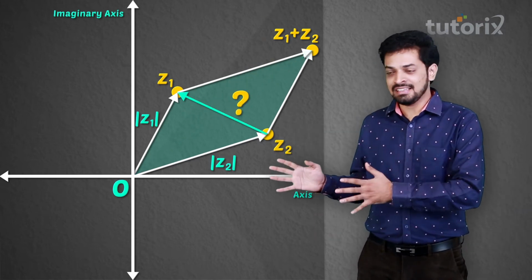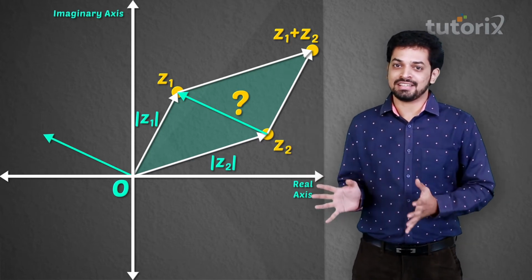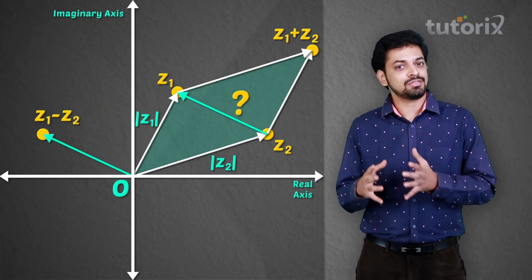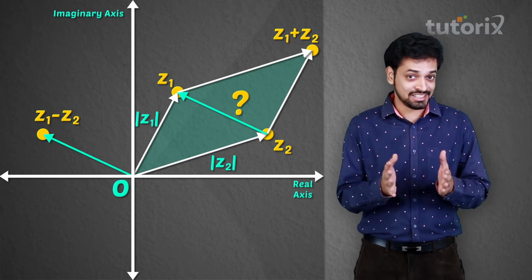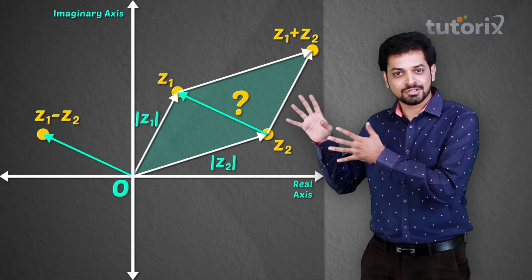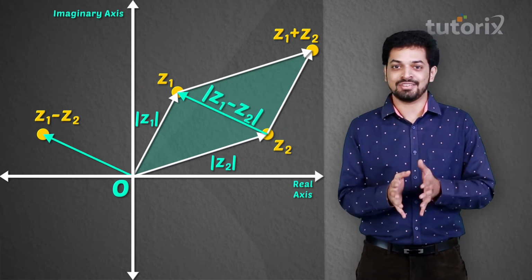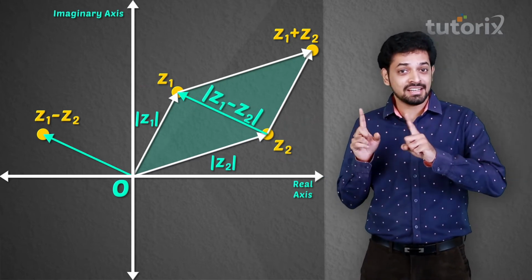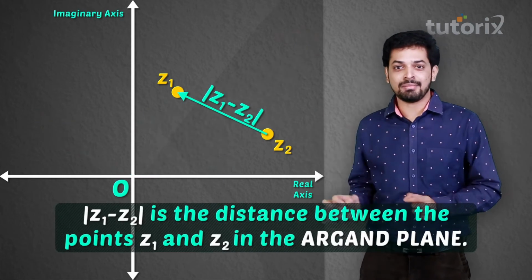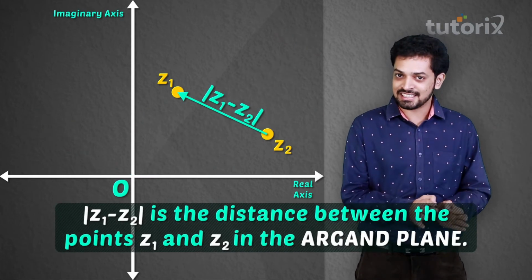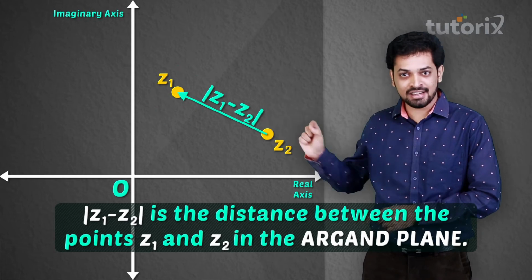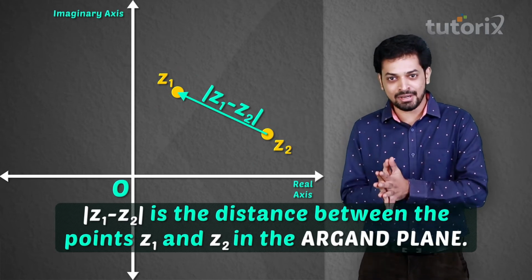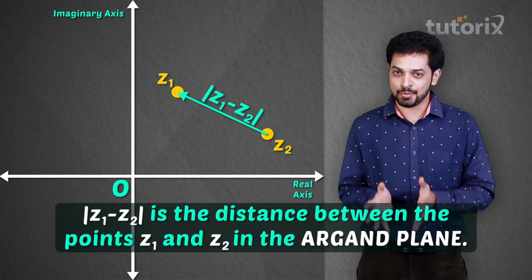Well, we said, remember, that this is an equivalent version of the vector for z1 minus z2. So it should have the same length. And the length of the vector for z1 minus z2 is mod z1 minus z2. So the length of this smaller diagonal here will be mod z1 minus z2. Now this is the most important thing that we are going to learn in this video. Mod z1 minus z2 is nothing but the distance between the points z1 and z2 in this Argand plane, or rather it is the length of the line segment joining the points z1 and z2.